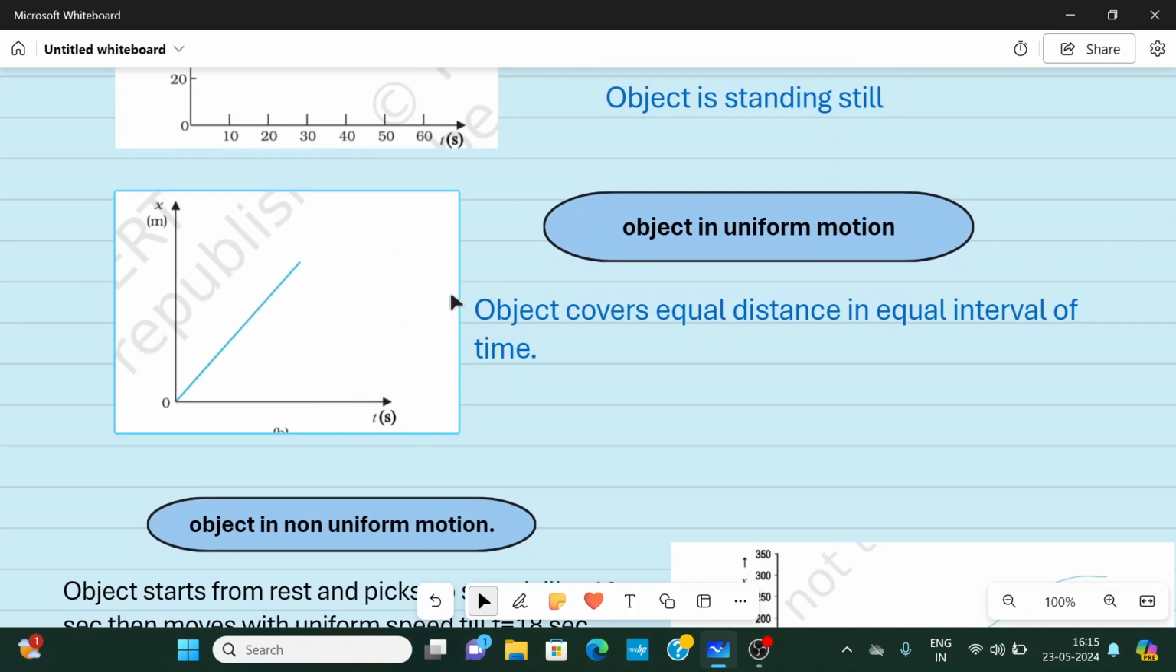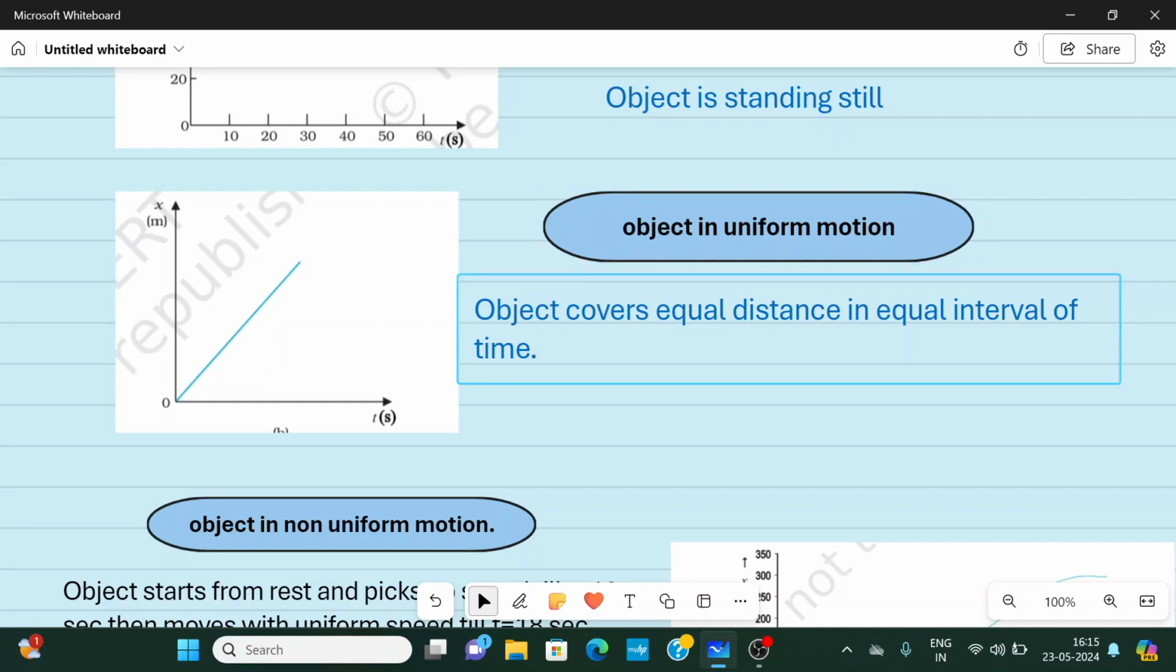The second graph is for object in uniform motion. An object is said to be in uniform motion when object covers equal distance in equal interval of time. When object covers equal distance in equal interval of time, it means object moves with uniform speed or same speed during the whole course of motion. So xt graph for object in uniform motion will be a straight line passing through origin.